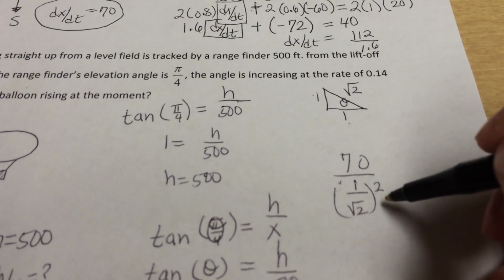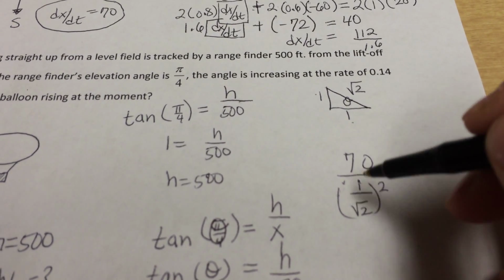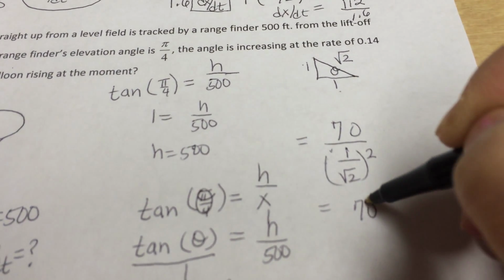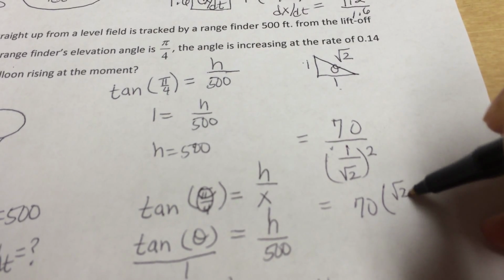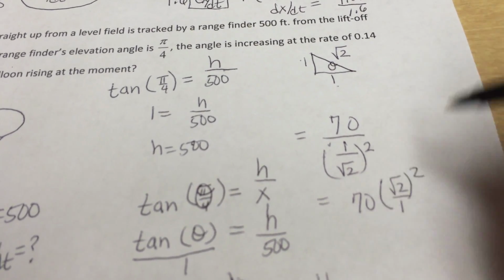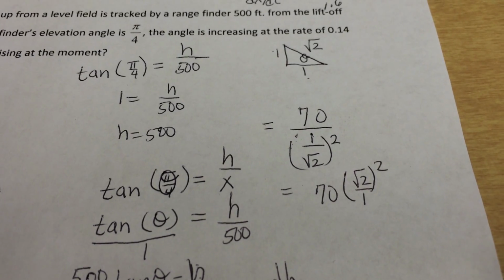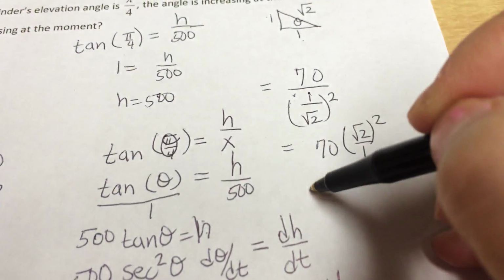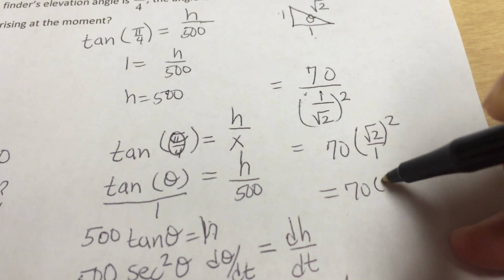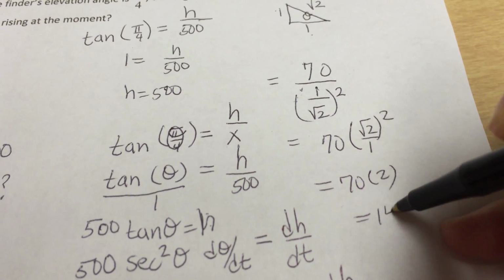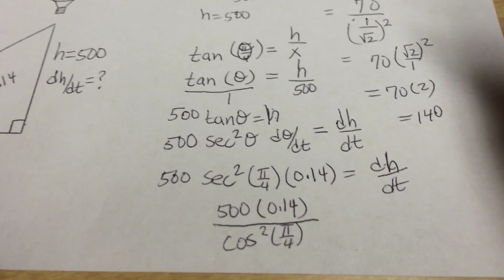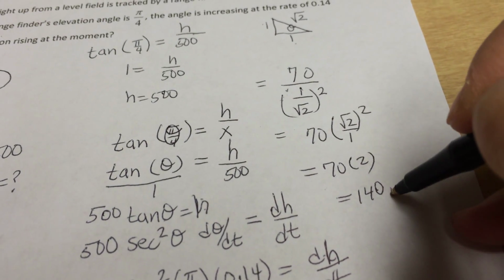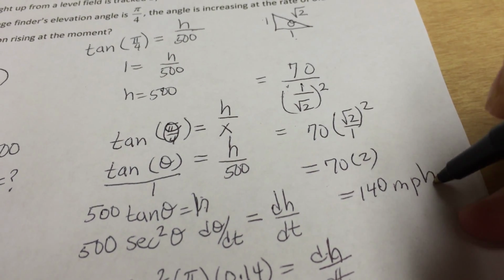Okay? Since this is a fraction, I can multiply by the reciprocal, flip it up, so that becomes 70 times the square root of 2 squared, right? Because that's 2 over 1. And then the square roots and the squares cancel each other out. So that's going to be 70 times 2, which equals 140. And since it's dh over dt, that's probably miles per hour as far as the units.